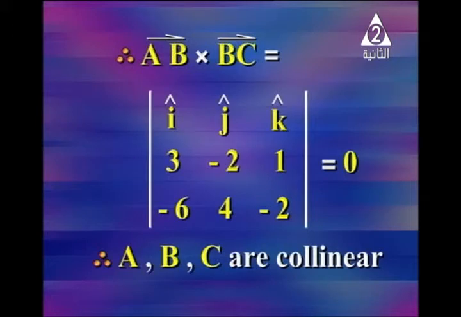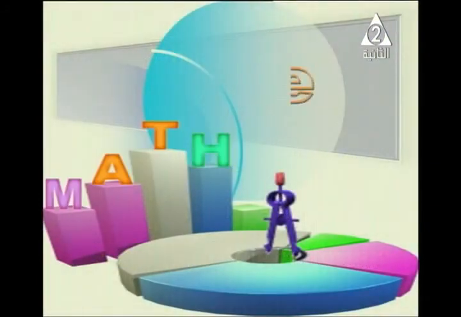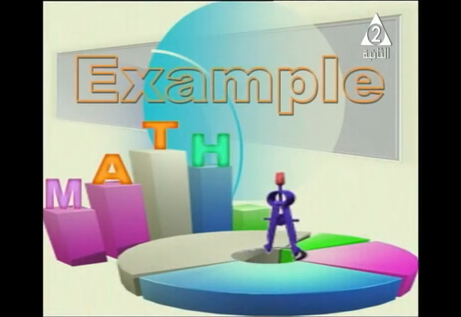Dear student, the condition to prove that A, B, C are collinear by using the determinant: find vector AB and vector BC, find the cross product of AB and BC by using the determinant. If the determinant equals 0, what does it mean? A, B and C are collinear. Look at another example, dear student.